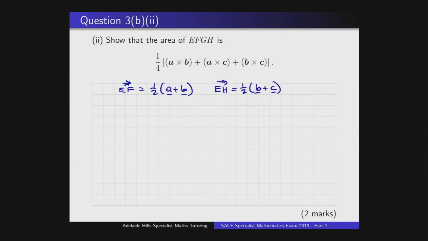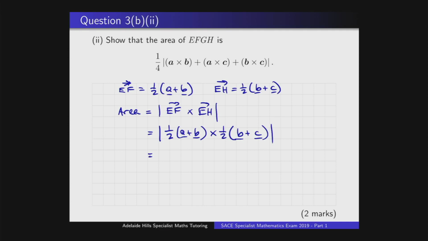With that sorted out, the area is equal to the magnitude of EF cross EH. That's the magnitude of a half A plus B crossed with a half B plus C. The two scalars of a half can come out front, they just multiply the result. And we can distribute the cross product over the addition, and we get A cross B plus A cross C plus B cross B plus B cross C.